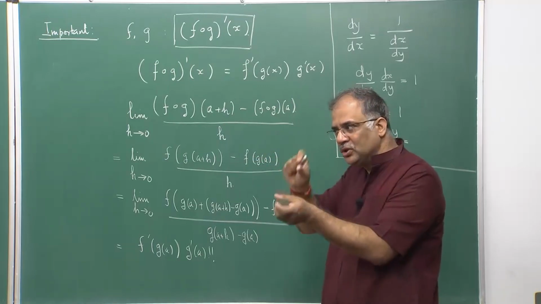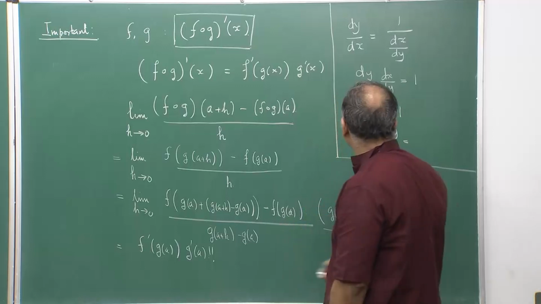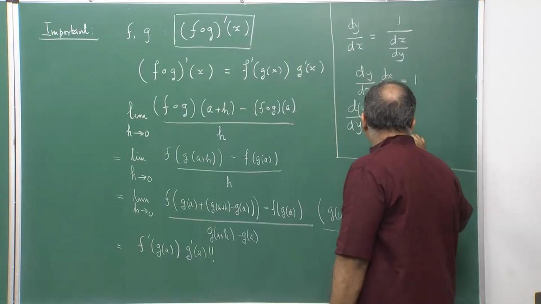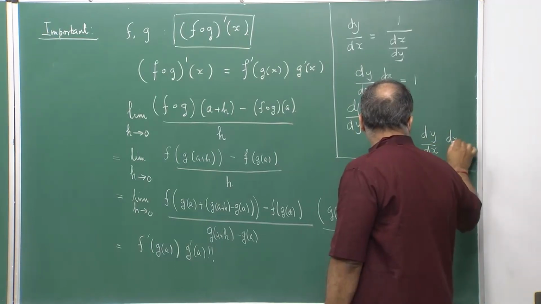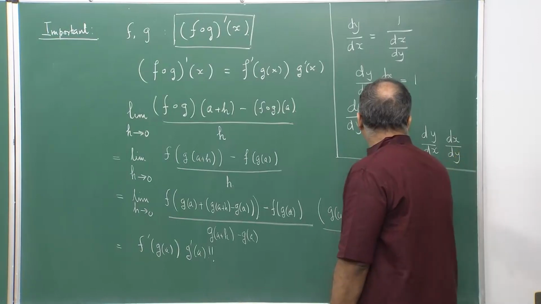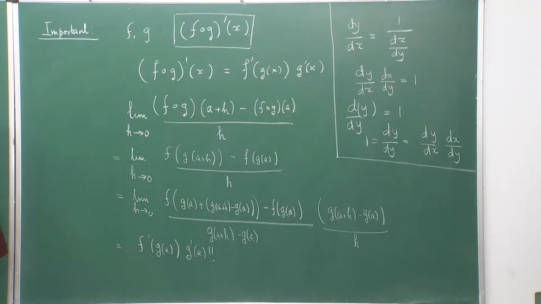If you compose a function with its inverse, if the inverse exists, it gives you back the function. So, then what happens is this can be written as first f and then x as a function of y, and this is its standard, that is 1. So, this is what happens.